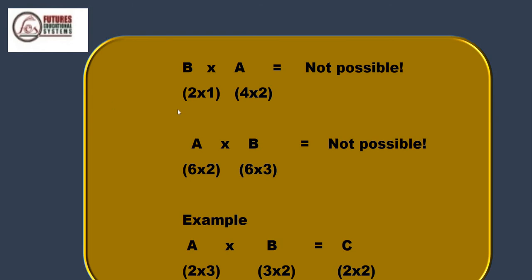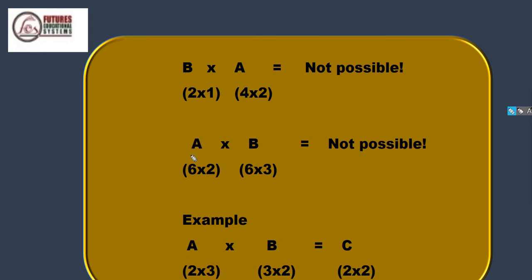If we want to multiply matrix A in order 4 by 2 and matrix B in order 2 by 1, it's impossible to do this operation because the column of the first matrix does not equal the row of the second matrix.